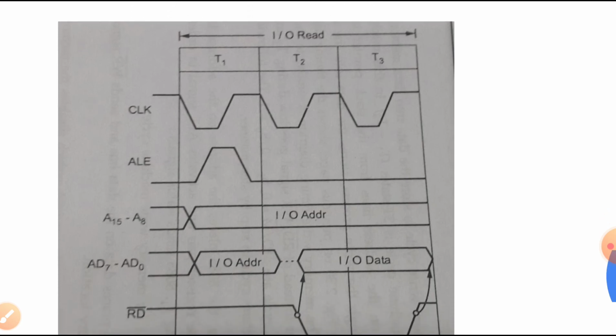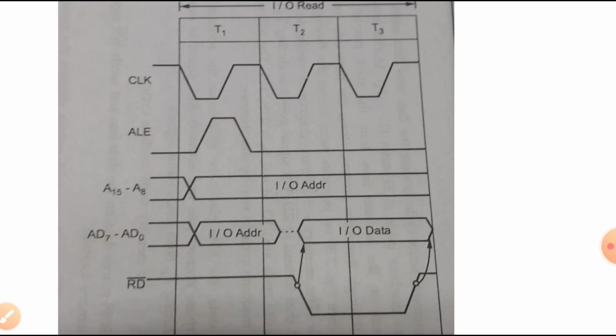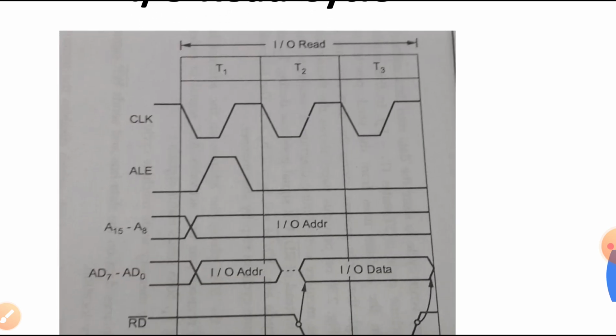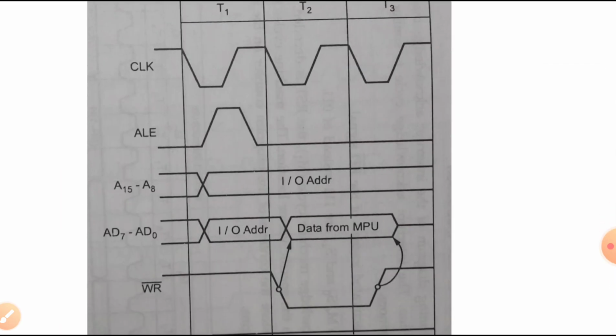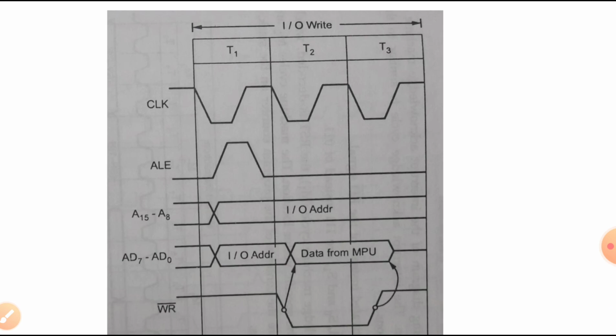Similarly, the lower order address, higher order address as well as the ALE signal, all these signals are activated in T1, and the read signal is activated in T2, and in between T2 and T3 you will be able to get the data either for the reading process or for the writing process. So this is the input output read cycle, and this is the input output write cycle. Again it is going to take 3 T states.